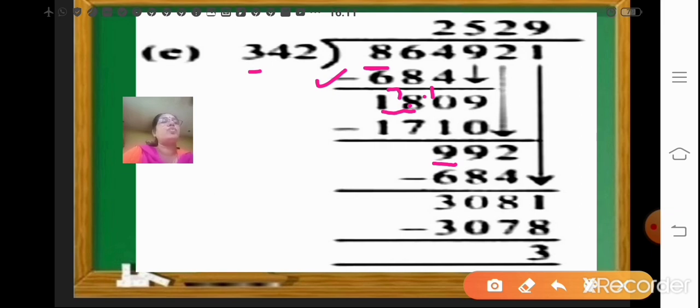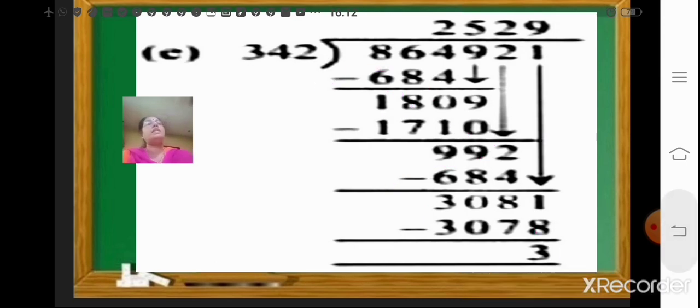342 into 2, that is 2 times, will give you 684. Now when you subtract this number, here 8, here 12. So 12 minus 4 is 8, 8 minus 8 is 0, 9 minus 6 is 3. So 308 is your answer. After bringing this 1 down, it becomes 3081. And 342 9 times, if you want, you can multiply it and see, you'll get 3078. So when you subtract it, you will get the remainder as 3.